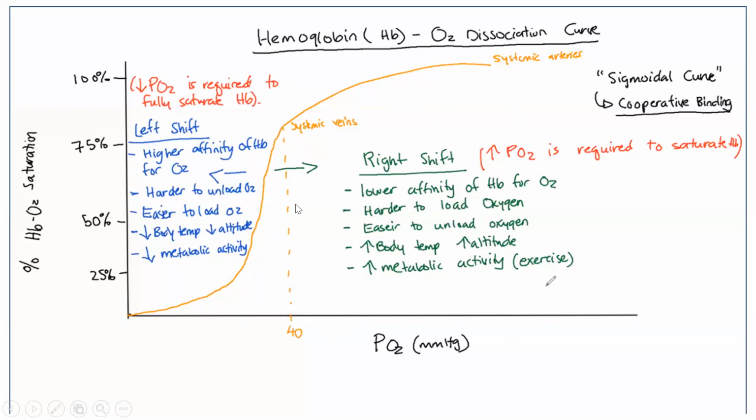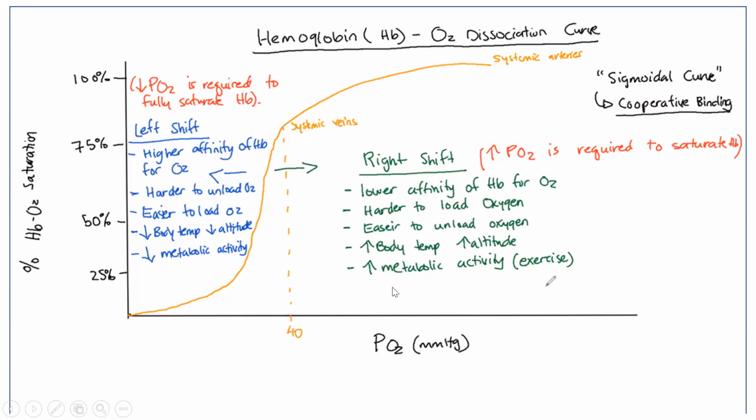And so just to review this here, we spoke about things that shift our curve to the right. Shifting our curve to the right means that, one, it's going to require a higher partial pressure to fully saturate hemoglobin, right? Higher partial pressures would be required to get oxygen onto hemoglobin, but then lower partial pressures would be required to remove that oxygen from hemoglobin, right? It's going to be harder to load it on, but easier to load it off or to remove it into those tissues.